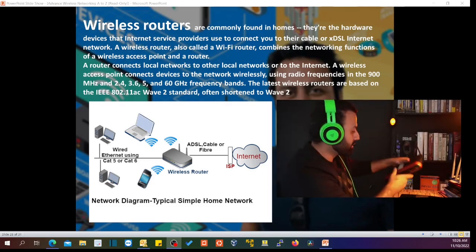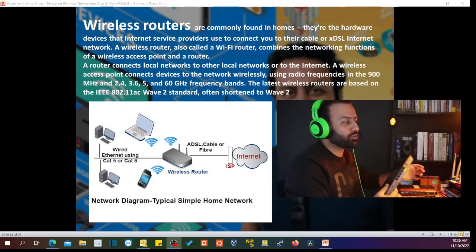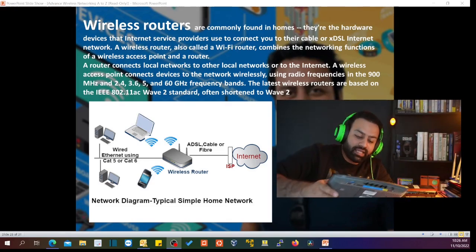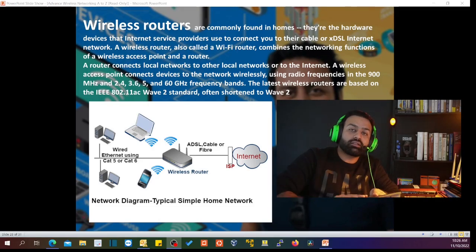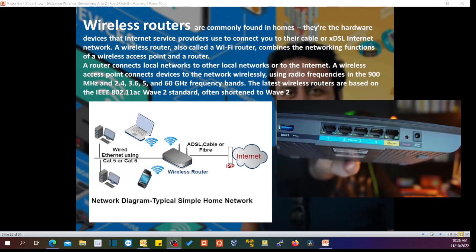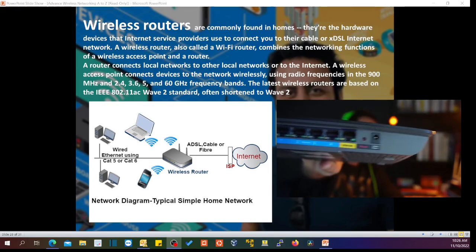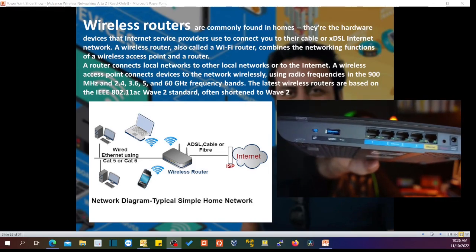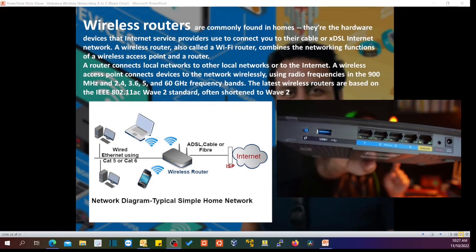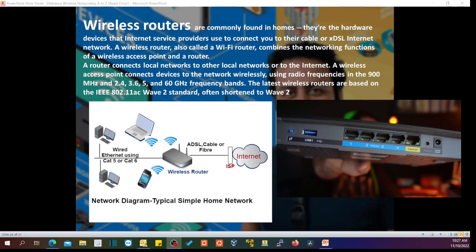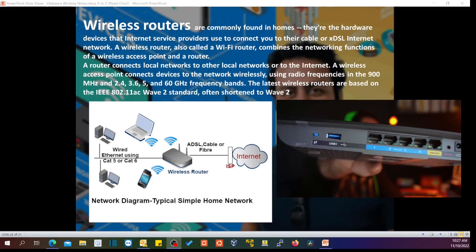All right, so now we're going to discuss the wireless router. I have a Linksys EA6400. This is the router. You can see that there is a USB port, which is USB version 3. When you see the color blue, that means it's USB version 3. And there is a reset button, the blue one.